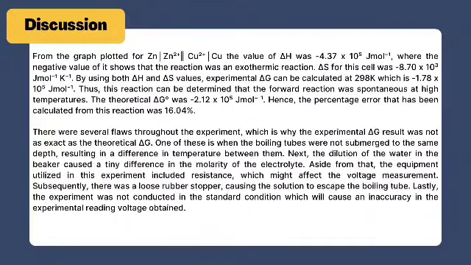The graph plotted for zinc and copper cells shows that the reaction was exothermic, with a negative value indicating an exothermic state. The experimental delta G was calculated at 298 Kelvin, indicating a spontaneous forward reaction. The theoretical delta G naught was negative 2.12 times 10 to the power of 5 joule per mole, resulting in a 16.04% percentage error. The experiment had several flaws, including submerged boiling tubes, water dilution, equipment resistance, a loose rubber stopper, and not conducting the experiment in standard conditions, resulting in inaccuracies in the experimental voltage reading. These flaws contributed to the experimental results.